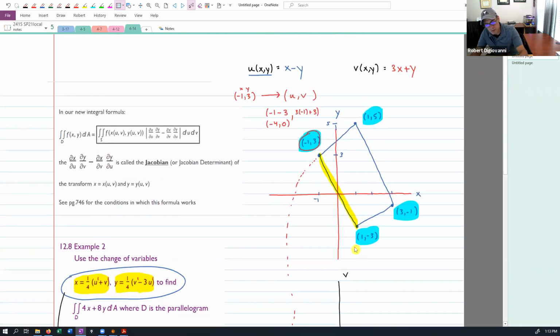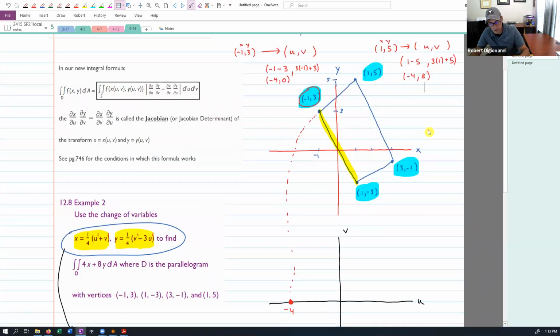So let's do the 1, 5. Let's see where the 1, 5 goes. 1, 5, this is x, this is y, gets transformed into a uv. And so that will become, let's see, u is x minus y, so 1 minus 5. And then 3 times the x plus the y. So y'all check my math here. -4, 8 is what I'm getting. -4, 8.